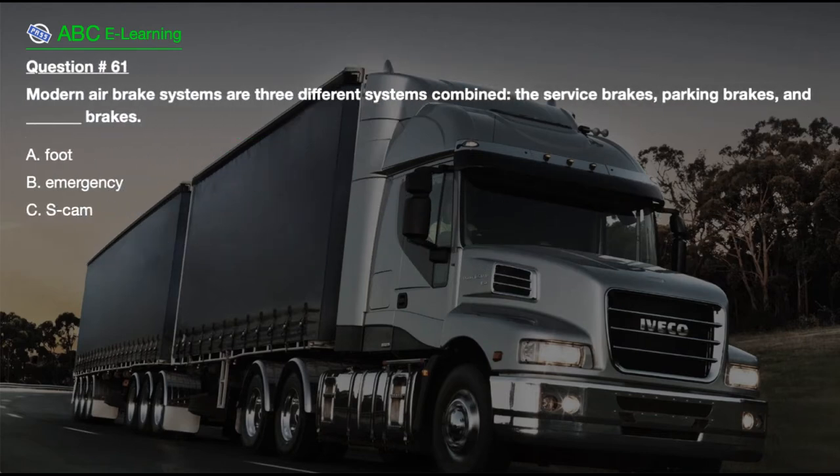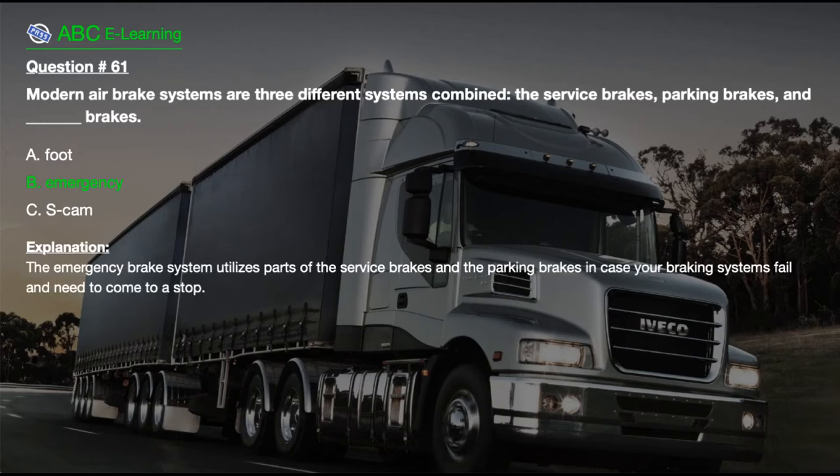Question number 61. Modern air brake systems are three different systems combined: the service brakes, parking brakes, and brakes. A. Foot. B. Emergency. C. S-cam. The correct answer is B. Emergency. Explanation: The emergency brake system utilizes parts of the service brakes and the parking brakes in case your braking systems fail and you need to come to a stop.